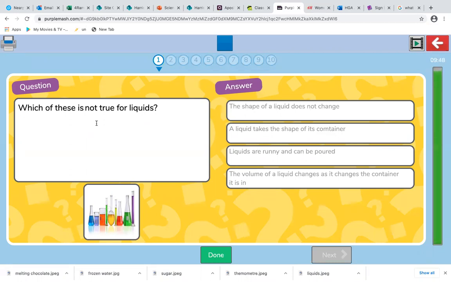Which of these is not true for liquids? You have four possible answers and you just need to choose one. The shape of a liquid does not change. A liquid takes the shape of its container. Liquids are runny and can be poured. Or the volume of a liquid changes as it changes the container it is in. So you need to look at each sentence and see which one is not true for liquids, okay?